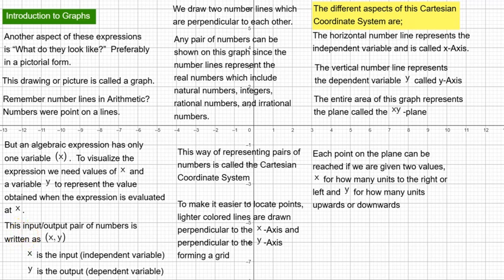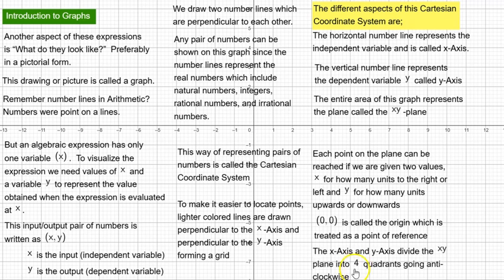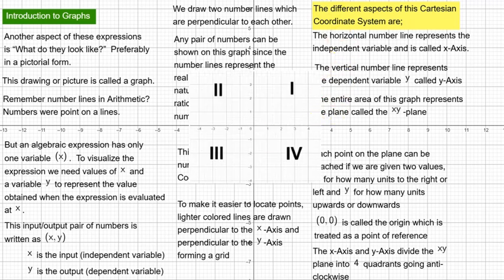And from where do we start? Left or right, up or down? We start from (0, 0), and it is called the origin, which is treated as a point of reference. So the intersection of the x and y axes is the origin. The x-axis and y-axis divide the xy plane into 4 quadrants, going anti-clockwise. So we have the first quadrant, second quadrant, third quadrant, and the fourth quadrant.